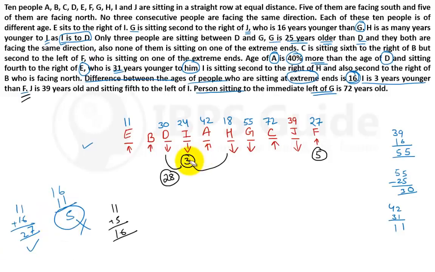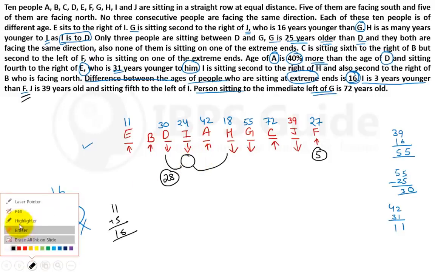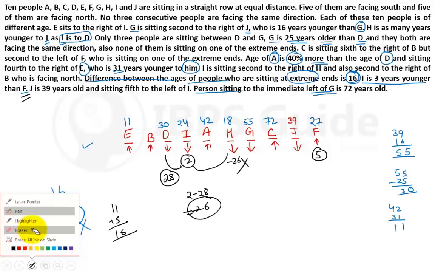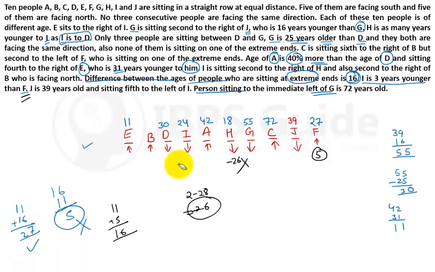I's age is 2. Again H is younger than I, so 2 minus 28 will give minus 26, and age cannot be negative. So this case is false. That is why I will take 27 years as F's age. I think everyone is clear with this logic and these concepts.